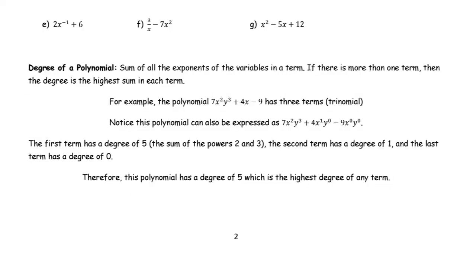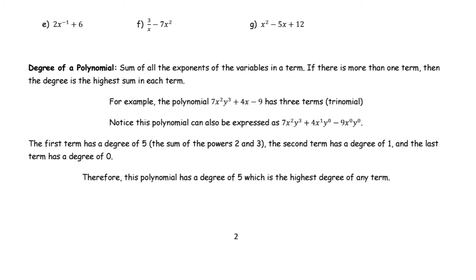Okay, now for a moment here, we want to talk about one property of polynomials. We want to talk about the degree of a polynomial. The degree of the polynomial is going to be determined by the degree of its individual terms. What we mean by that is the sum of the exponents of the variables in a term is the degree of the term.